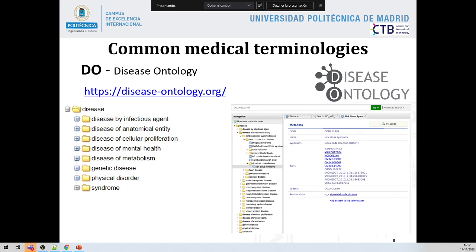This one is most centered on diseases and also provides cross-references to other vocabularies and terminologies, as you can see here. For example, we have the corresponding ICD identifier, the MeSH identifier, the NCI identifier. I mean, a lot of them. Okay, so that's great.